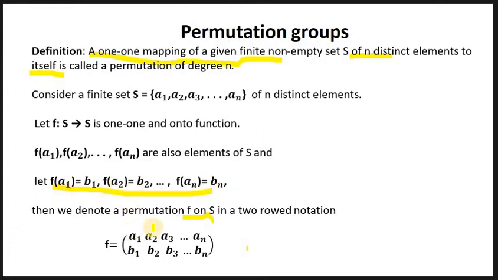Then we denote the permutation f on S in a two-row matrix notation, that is, f is equal to a1, a2, a3, so on an, and the second row b1, b2, b3, bn. It means f of a1 is b1, f of a2 is b2, f of a3 is b3, f of an is bn. So like this we denote the permutation f on a given set S.